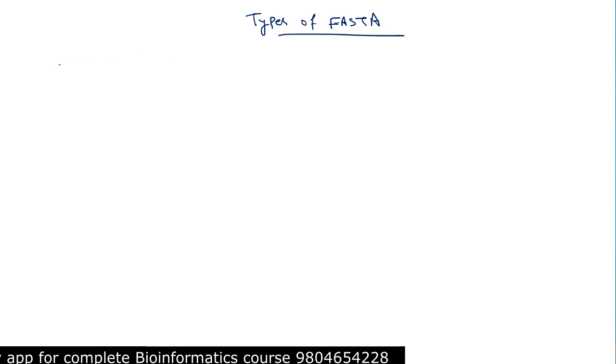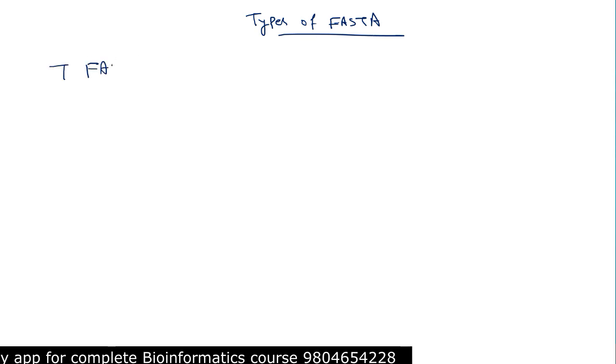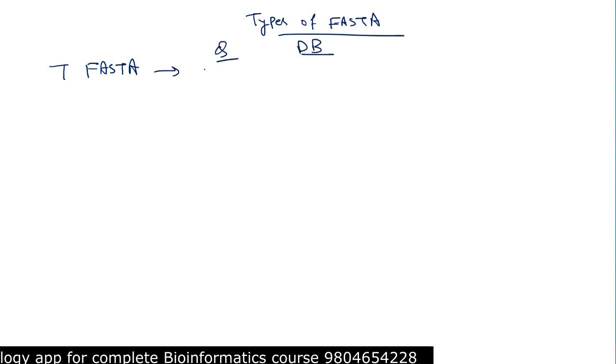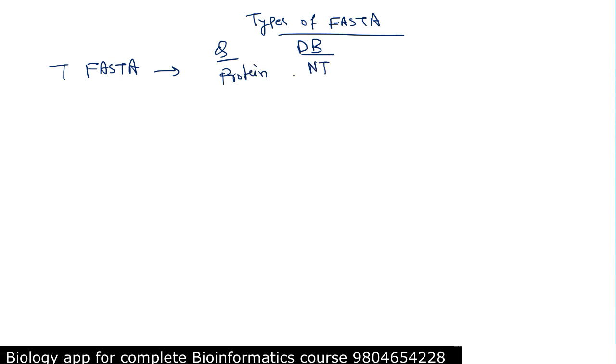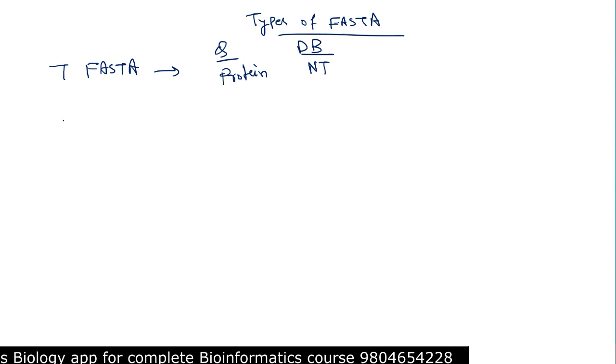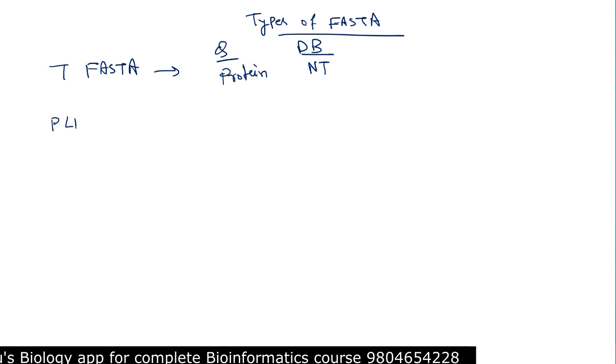And what are the types of FASTA? There is T-FASTA. Here there is a query sequence and there is a database sequence. What it actually does is compare the protein sequence to the nucleotide sequence, or vice versa. That is T-FASTA. Then there is another one, PL-FASTA.